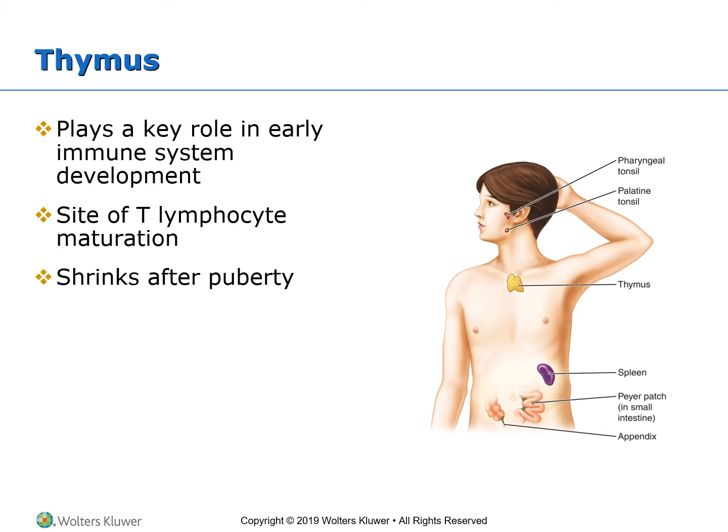Thymus. Another lymphoid tissue is located in the superior thorax, behind the sternum, and is very well developed during fetal life and infancy. It will start to decrease, and in some people may almost completely disappear, while in others it may stay present as lymphoid tissue.